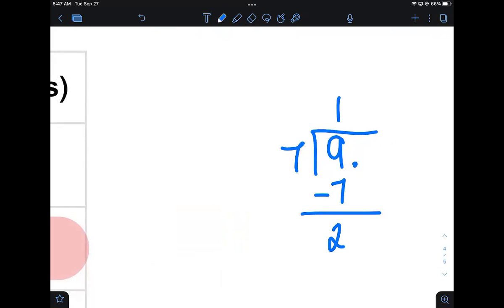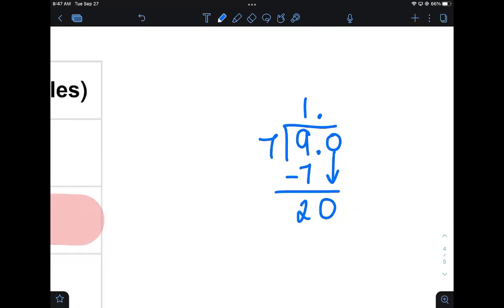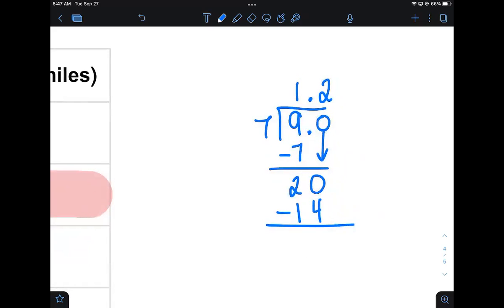Put a decimal point. Put a second decimal point up above, and drop down a 0. Amara, stop flipping that paper. Chase, how many times does 7 go into 20? You're right. What is 7 times 2? Yeah, 14. And it doesn't go in 3 times. That would be 21. So we can't have it be too big. So 20 minus 14 is a difference of 6.